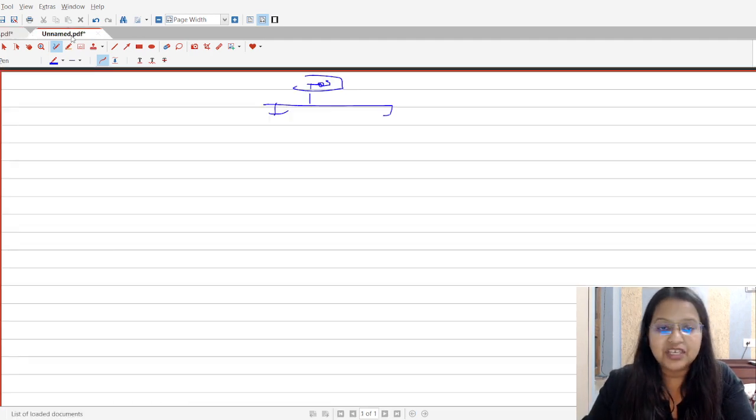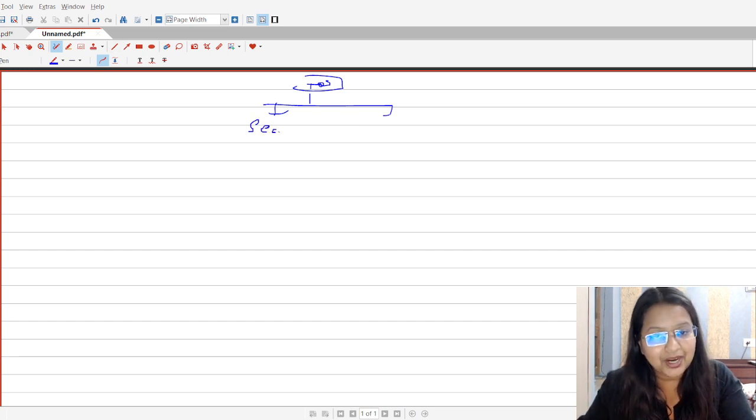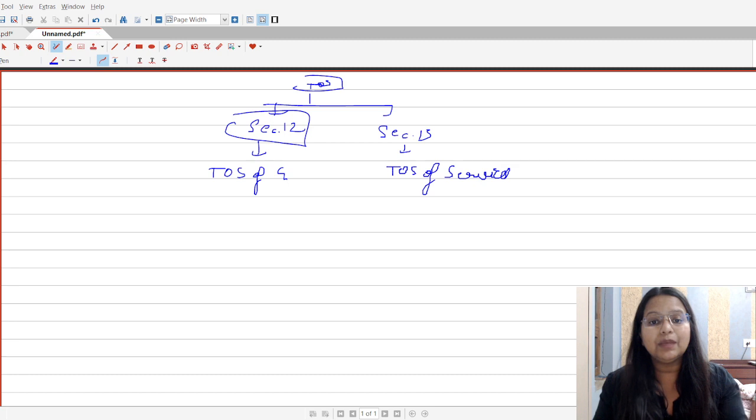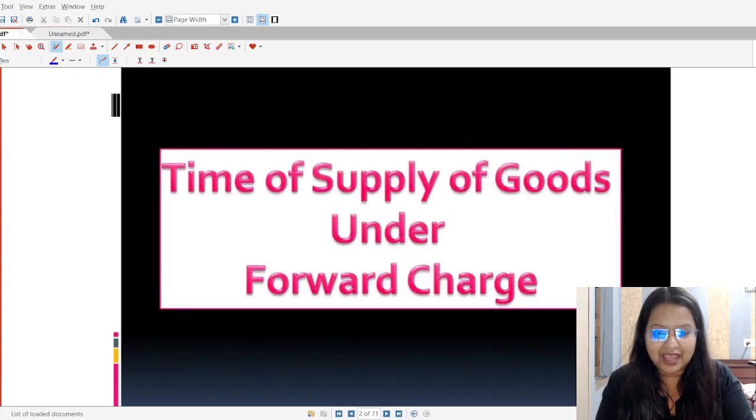Students, for the examination purpose, I have divided this chapter into two parts. First of all, section number 12 and section number 13. Now, in section number 12, we will cover the time of supply of goods, and in section number 13, we will cover the time of supply of services. Yes, we will cover both the parts in the same session. So let's start it. Now, let's start with the time of supply of goods.